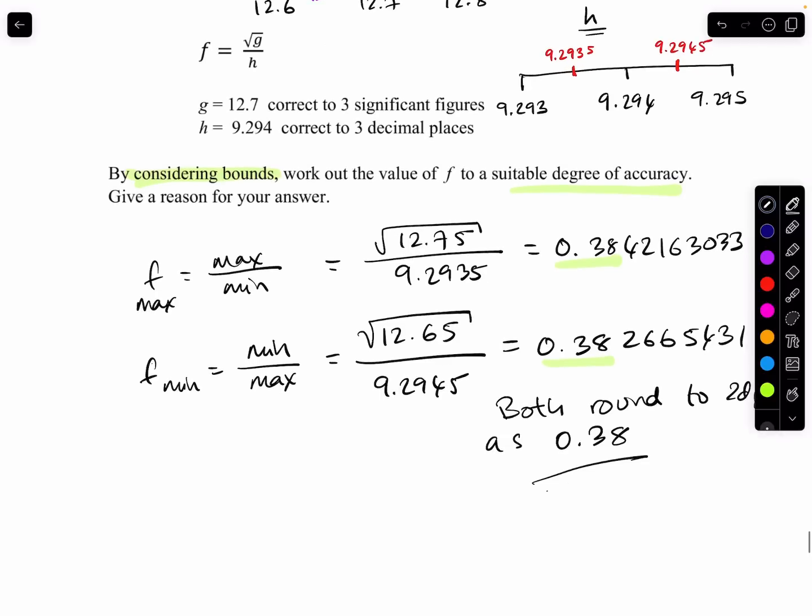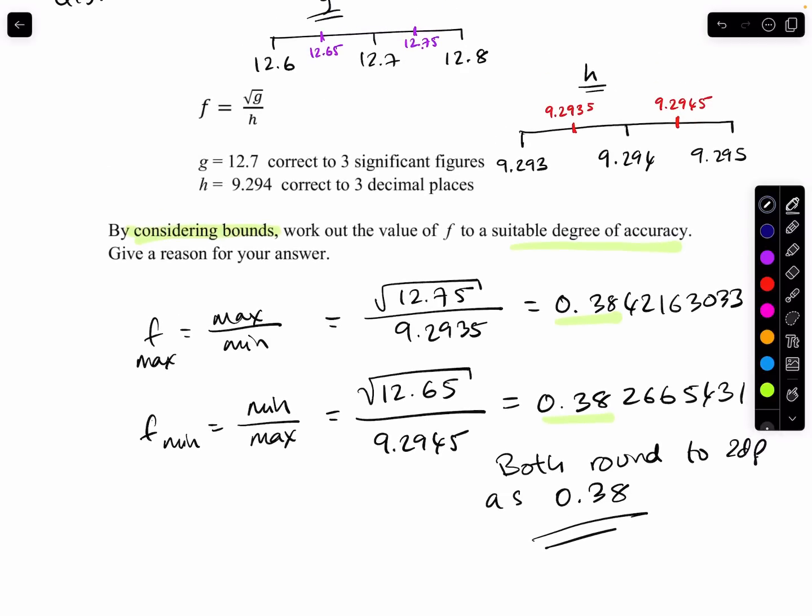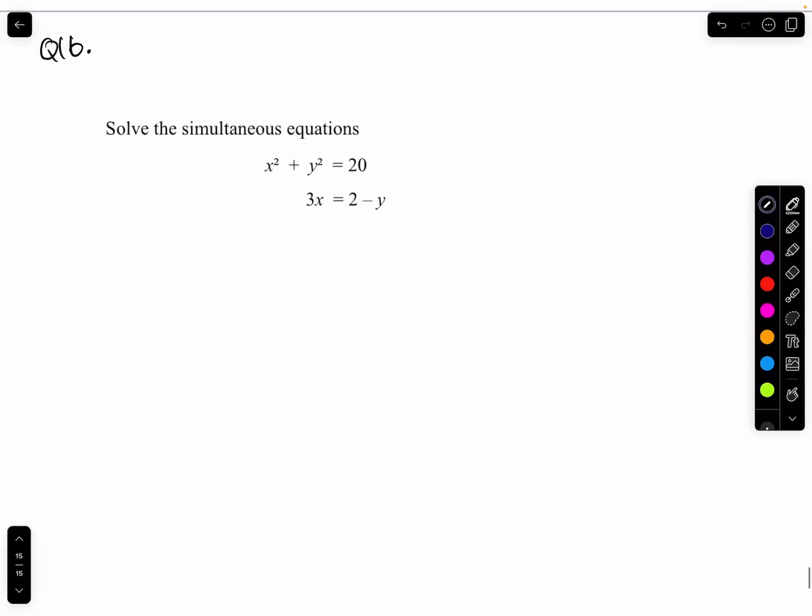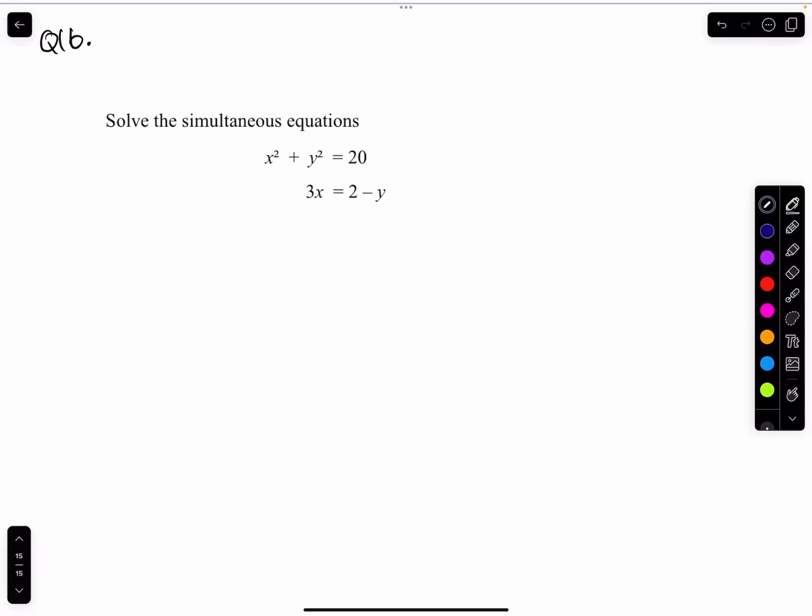So that's why we will say this is our answer, and this is the reason that we've gone for our answer, because both of the values that we found, the maximum and the minimum, both round to 0.38 when rounded to 2 decimal places. All right, last question, quadratic simultaneous equation.